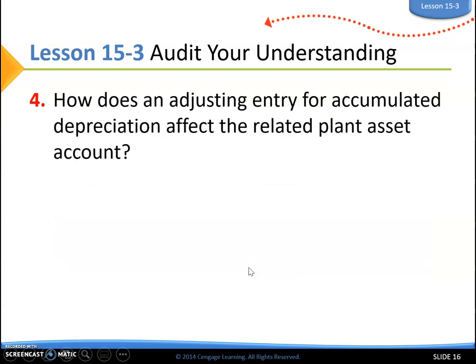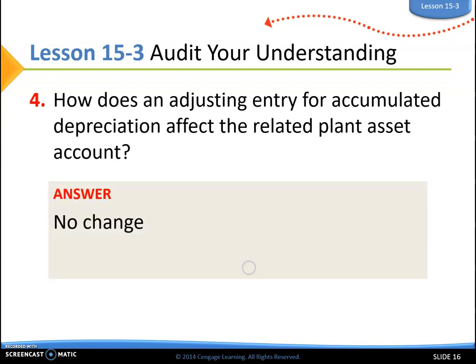How does an adjusting entry for accumulated depreciation affect the related plant asset account? This was a trick question. There is no change to that plant asset account. This is where I showed you office equipment and store equipment. When we're doing that adjusting entry for depreciation, nothing happens to the office equipment and store equipment accounts. They stay the same.